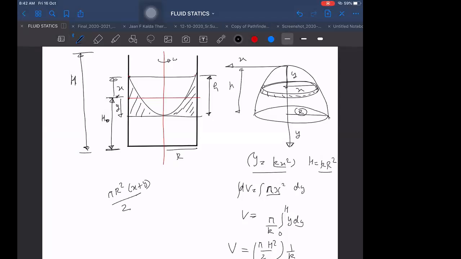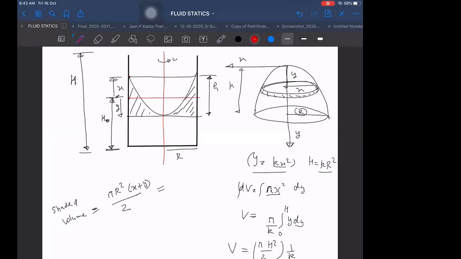Correct or not? Yes, sir. The shaded volume is the volume of the cylinder minus the volume of the paraboloid. The volume of the paraboloid is half, so the remaining part will also be half. The paraboloid is within this, but it is subtracted. If I subtract the paraboloidal part from the cylindrical volume, then I will get the remaining part. That is also half.